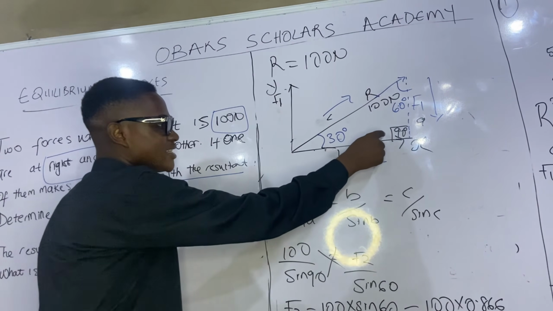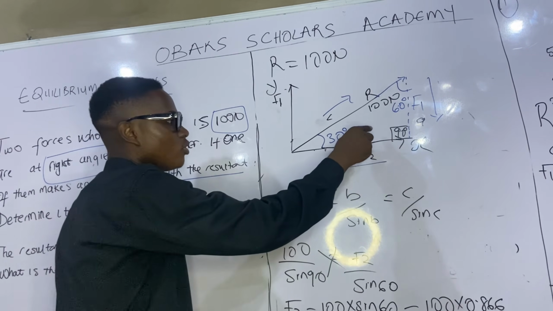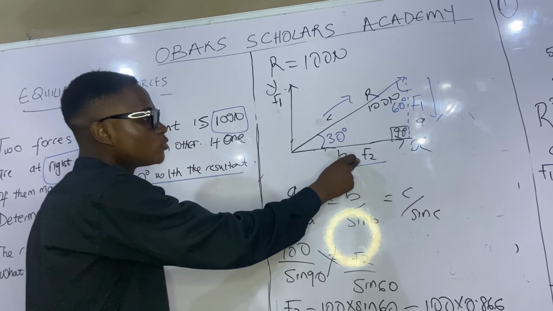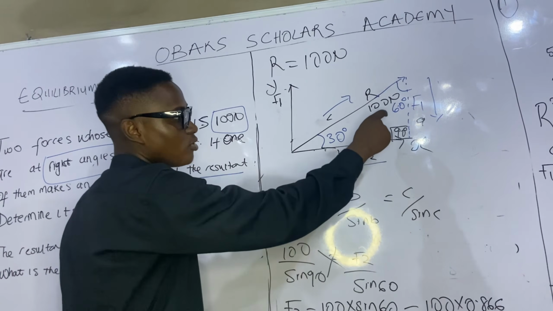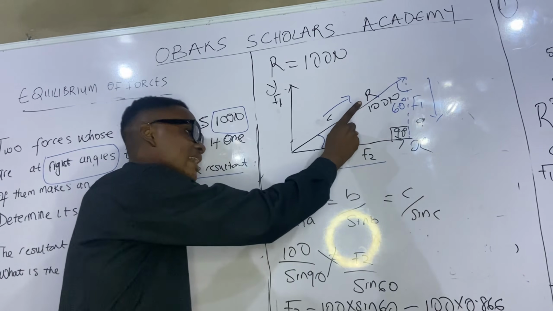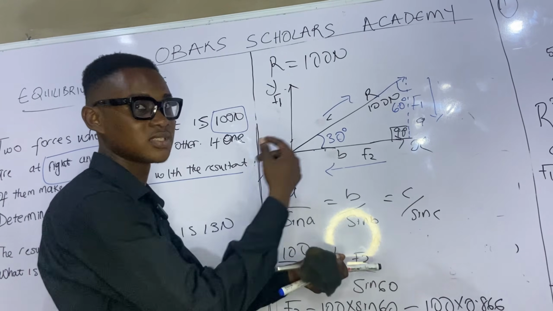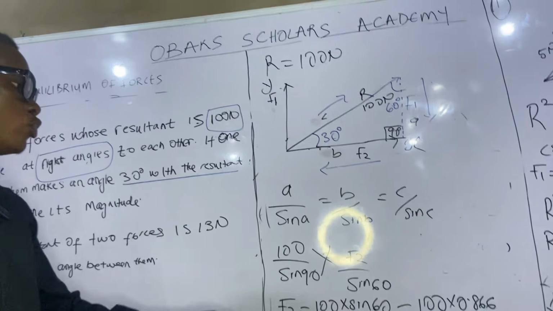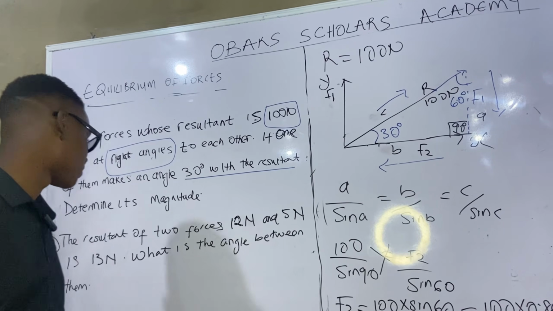Remember, this angle 90 is opposite this 100. So 100 over sine 90 equals F2, which we're looking for. The angle opposite F2 is 60, so F2 over sine 60. If we were looking for F1, it's F1 over sine 30. So the side and the angle opposite it. That's how we use the sine rule.